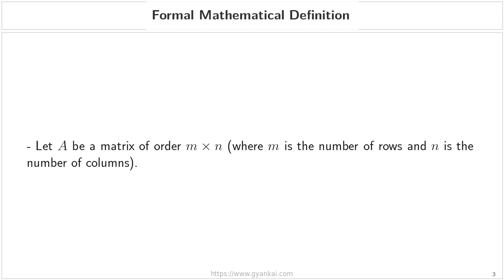Formal mathematical definition. Now that we have a conceptual understanding of flipping a matrix, let us look at the formal mathematical definition. First, let us define our starting point. Suppose we have a matrix, which we will call capital A, with an order of m by n in this context. m represents the total number of rows, and n represents the total number of columns.